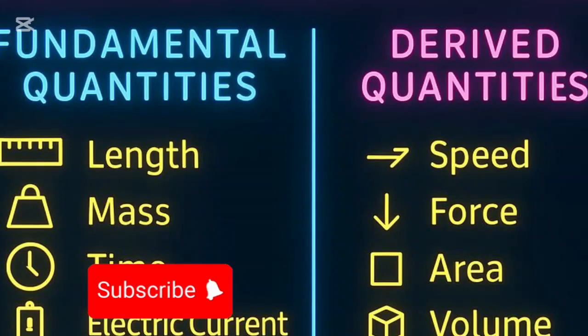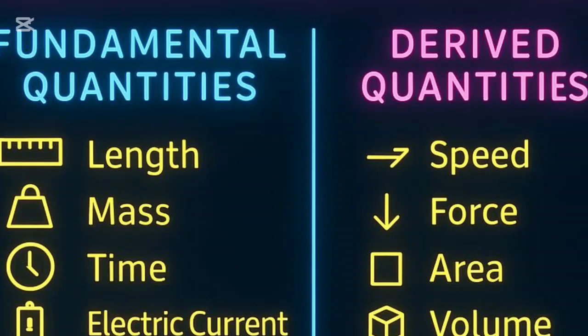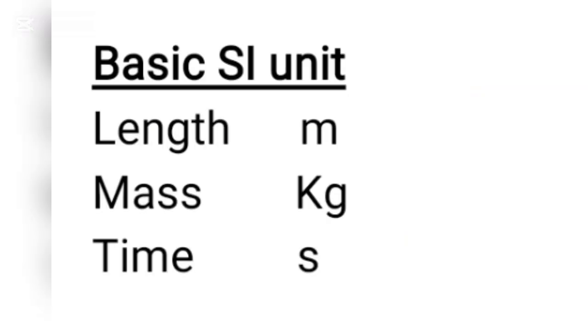You are welcome to today's lesson, and our topic is fundamental quantities and derived quantities. In physics, all physical quantities can be classified as either fundamental quantities or derived quantities. Correspondingly, there are fundamental units and derived units. Fundamental quantities are quantities that cannot be defined in terms of other quantities. The three basic fundamental quantities are length, mass, and time, and their corresponding units are meter, kilogram, and second.